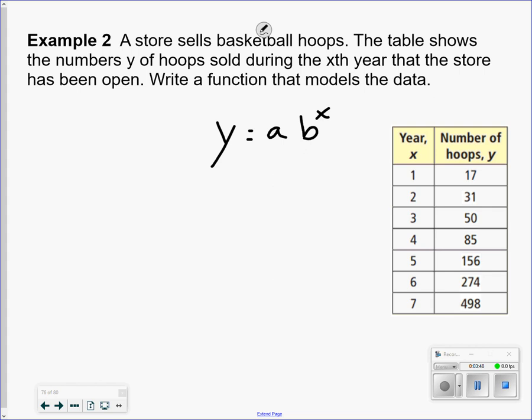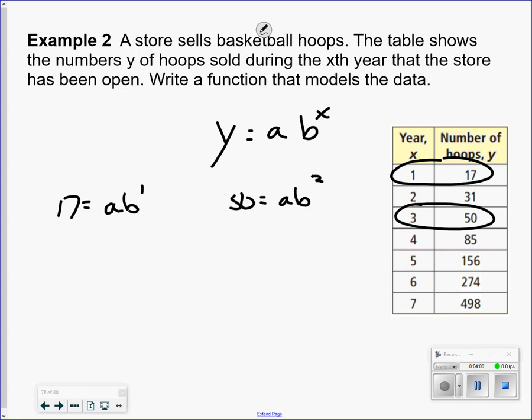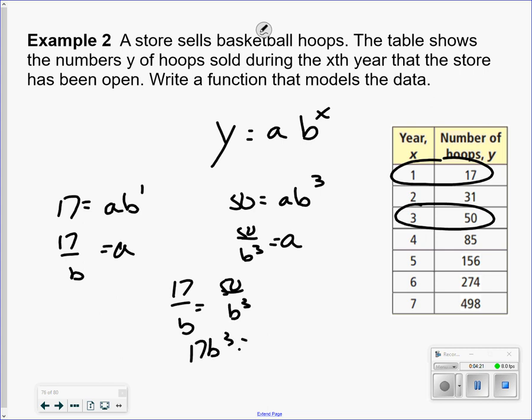So I'm going to take 2 of these. Let's say I used 17, and then let's go up here to 50. It doesn't matter which. So 17 for y, 1 for x, 50 for y, 3 for x. Solving for a and solving for a, setting those 2 equal to each other now. Cross multiply and divide by the smaller b value, so it's b to the first. So I have 17b squared equals 50.